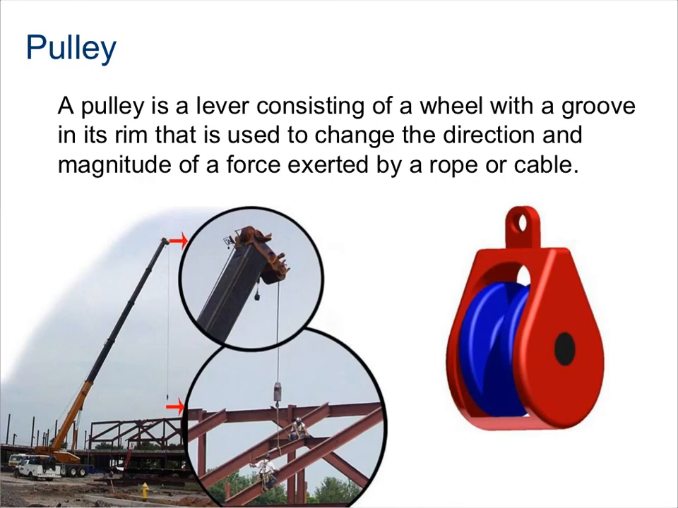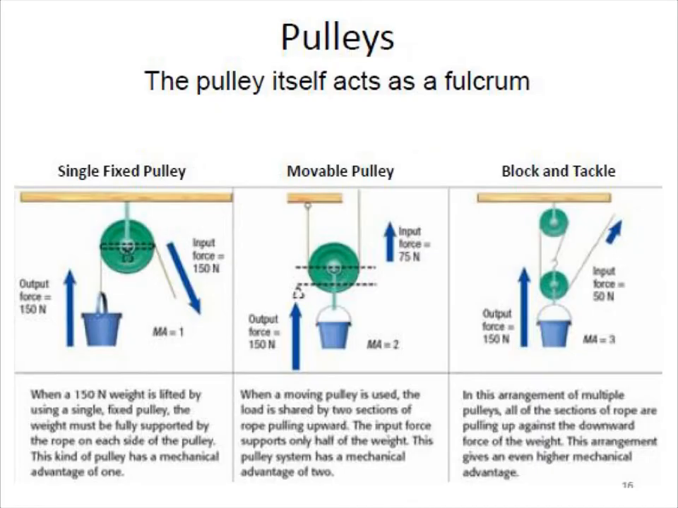And our last simple machine that we'll talk about today is the pulley. A pulley is a wheel with a groove in its rim that is used to change the direction and/or magnitude of a force exerted by a rope or cable. A pulley can make it easier to lift something heavy with a small force applied over a long distance of rope. There are two types of pulleys, fixed, shown in figure 1, and movable, shown in figure 2.